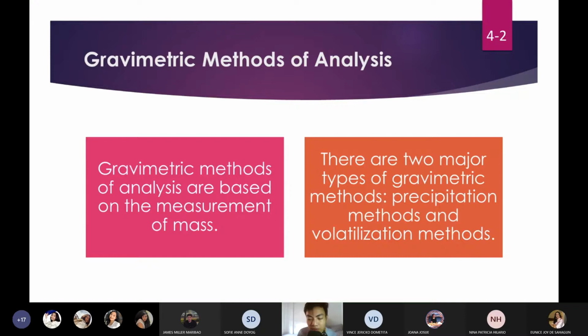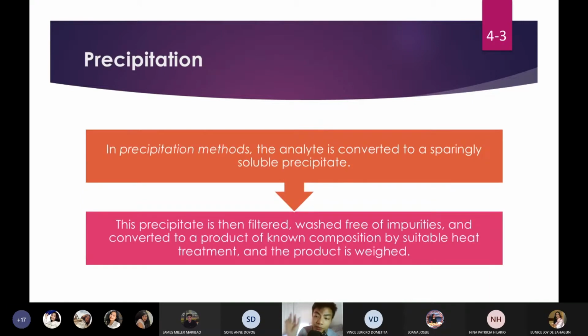Okay, so in doing gravimetric analysis, there are two types of executing this method. The first one will be precipitation method, and the other one is the volatilization method. Okay, so let's talk about precipitation method. From the word itself, it suggests na mayroong precipitation. If you could still remember the precipitation reactions, di ba? Naalala nyo pa ba yung solubility rules last semester? What happens in precipitation gravimetric analysis is that you are making your ions precipitate.